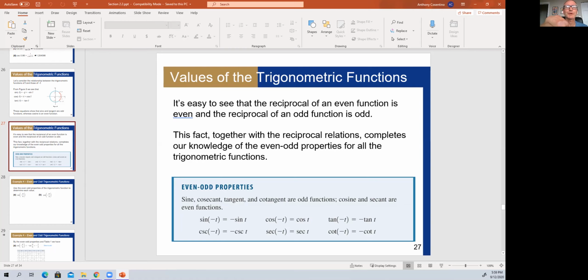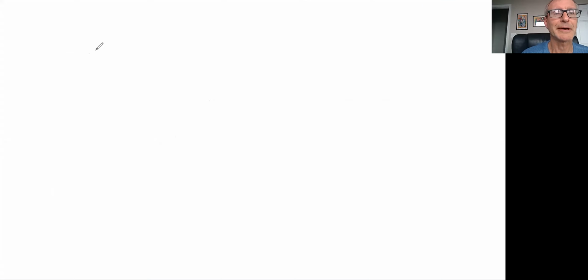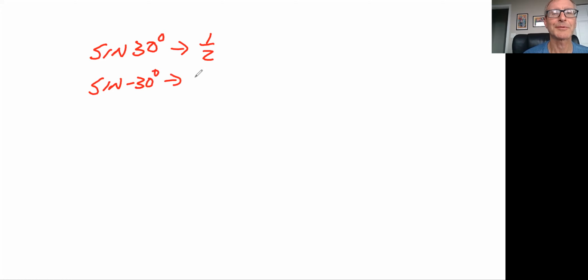Well, let me just quickly show you here on the whiteboard. So for example, if you had, we know sine of 30 degrees is 1/2. And given that it's an odd function, if you plug in minus 30 degrees, it needs to be the opposite. So that would be minus 1/2. And what we mean by an even function, which is cosecant and secant, is that the plus and minus angles give you the same output variable.